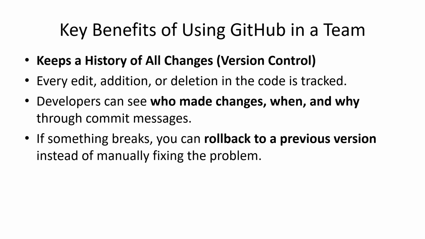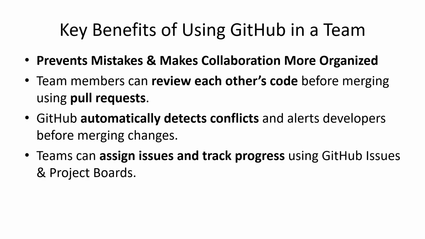Every edit, addition, or deletion is recorded in GitHub. Developers can see who made changes, when, and why. If something breaks, you can roll back to a previous version instead of manually fixing the problem. With GitHub, team members can review each other's code before merging using pull requests. It also helps organize work with GitHub issues and project boards, allowing teams to assign tasks and track progress easily.